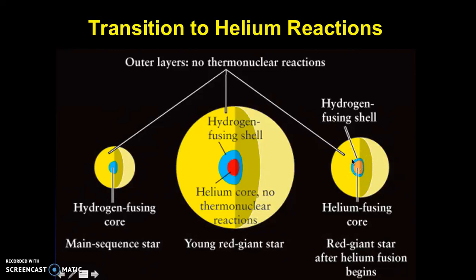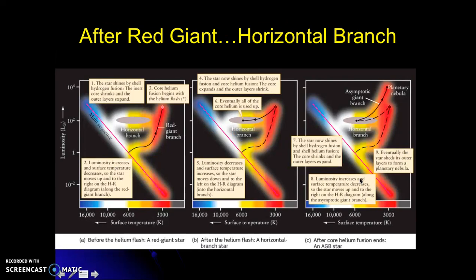Finally, when that core contraction gets hot enough, helium fusion can begin in the center and the star contracts a little bit. So now we have a helium fusing core surrounded by a hydrogen fusing shell. You can see these stars end up looking kind of onion-like. So this is what I was talking about, the red giant branch, and then into the horizontal branch.